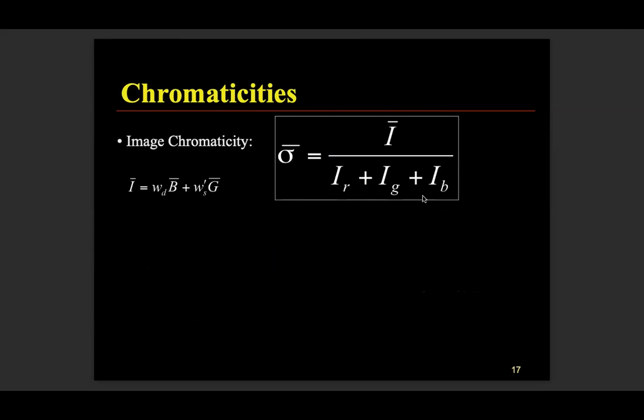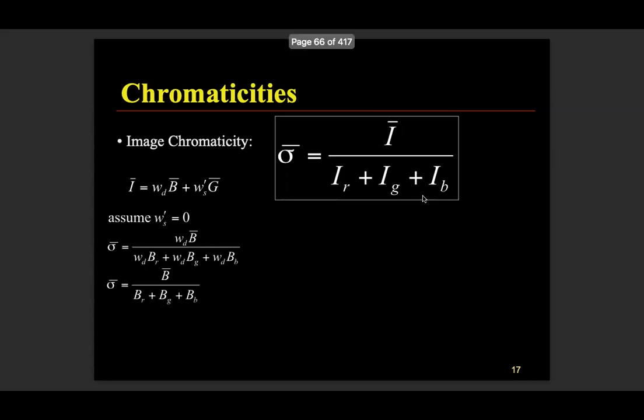I is the diffuse component, WD multiplied by B, plus the specular component. Specular component is WS multiplied by G. So that is the physics of the definition of I. And if you combine them, assuming WS equal to zero, for example, then this is diffuse reflection. So WD will be canceled out. So assume that WS equal to zero means it's diffuse reflection without specularity.